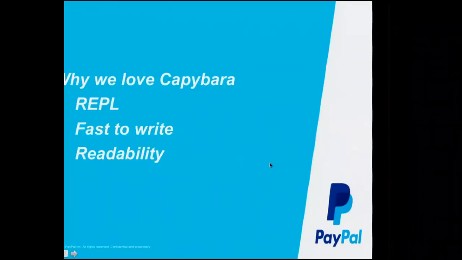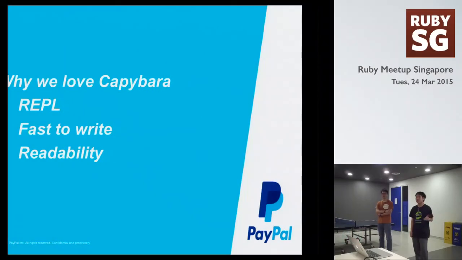So to sum up why we love Capybara. The first thing is the repo. As you can see, it helps us to write code very easily. And the next thing is it's really easy and fast to write. In Capybara, there are only a few commands like visit, click on button, expect page to have some elements. So it's really easy to write. You don't need some fancy IDE to write the code. And the last thing is it's very readable.